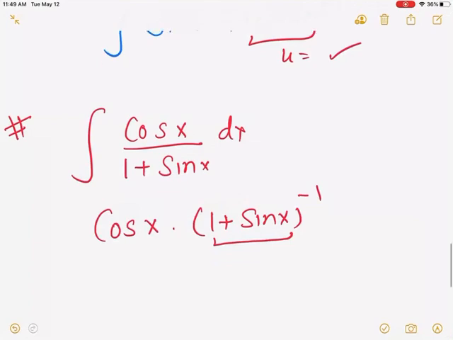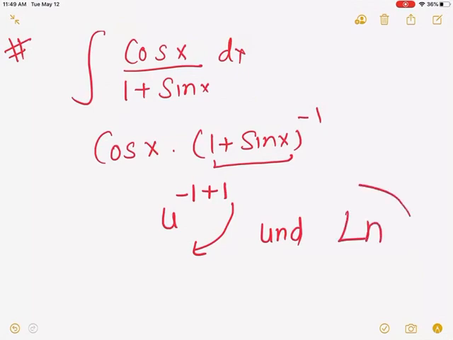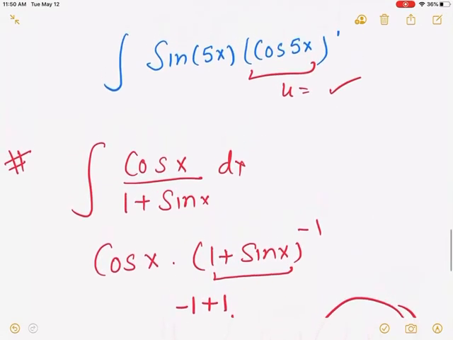And anytime you see u with some negative exponent, like negative 1, and you try adding 1 and dividing, if that becomes undefined, keep in mind it's always going to be an ln function once you integrate. All right, so I tried going over most of these examples.